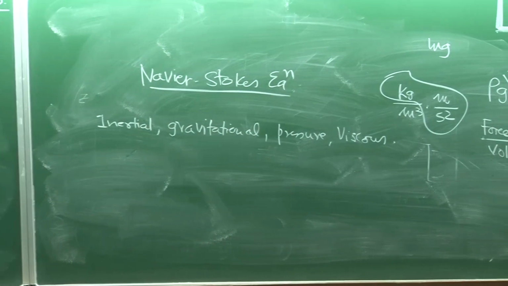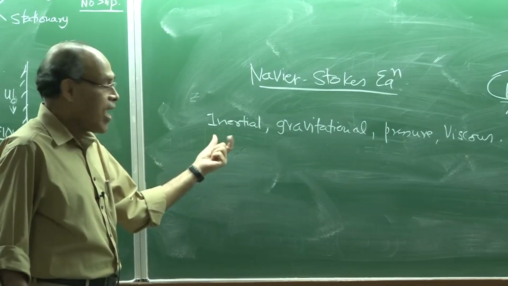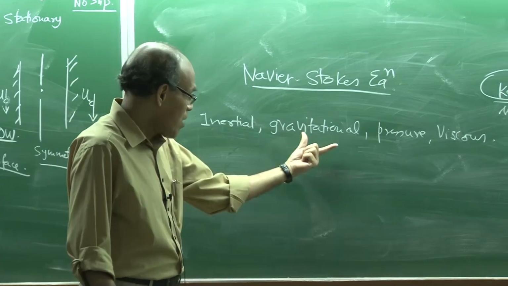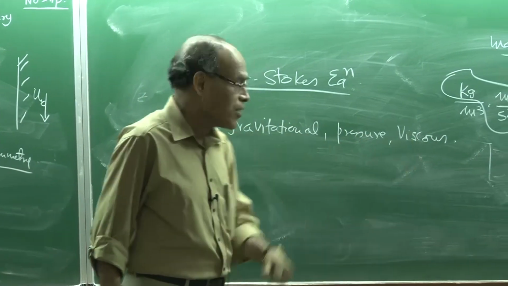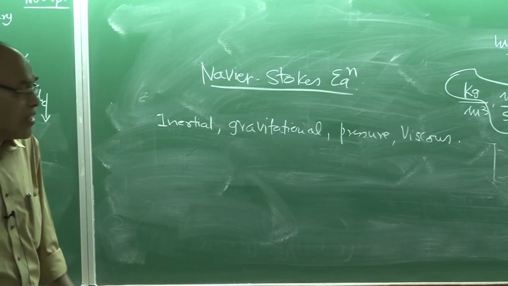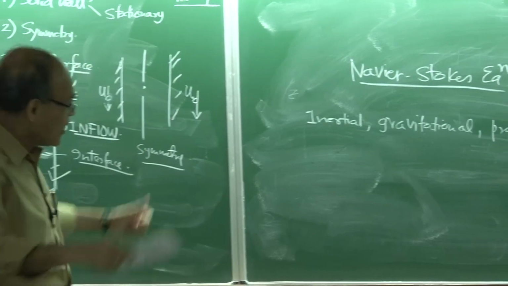So you can imagine now, if I divide by gravitational, I can get one term as inertial by gravitational, the other term as gravitational by gravitational, pressure by gravitational, viscous by gravitational. So that is what I am going to get, because I have considered 4 such forces in the development of the equation.